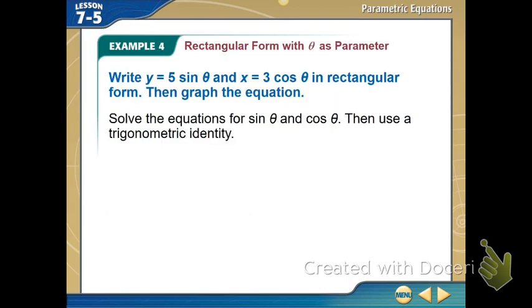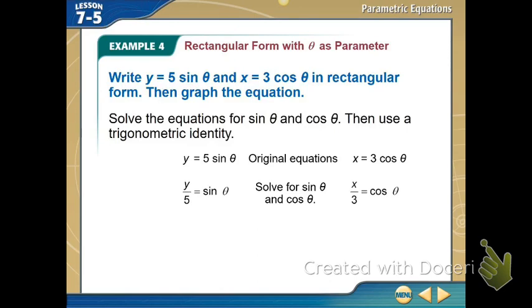Okay, let's take a look at example 4. It says, write y equals 5 sine theta and x equals 3 cosine theta in rectangular form. So again, we're eliminating the parameter. This time the parameter, instead of being t, is theta, an angle. So we're going to start by taking our original equations and solving for theta. But we'll leave sine theta and cosine theta in it so that we can use them in our trigonometric identity.